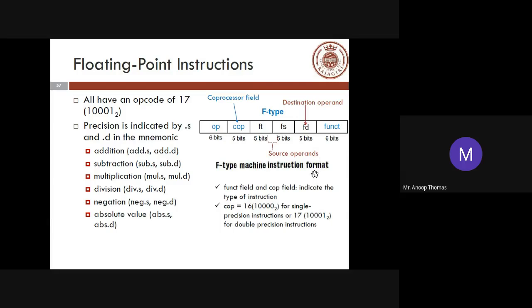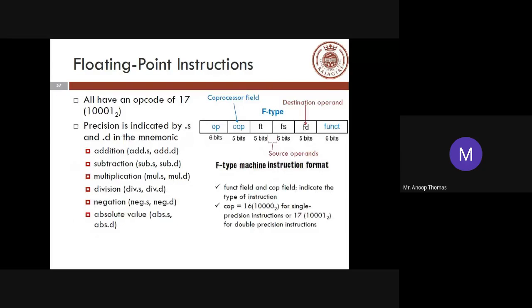The op field is fixed for any floating point instruction. The COP field determines whether it's a .s or a .d. Add will have corresponding function bits here, but they might be different from the usual addition bits, or they might not be different, because you already have a field which tells you whether it's a coprocessor instruction. I guess this will be the same. That is with respect to floating point instructions and how the 32-bit F-type machine instruction format looks.